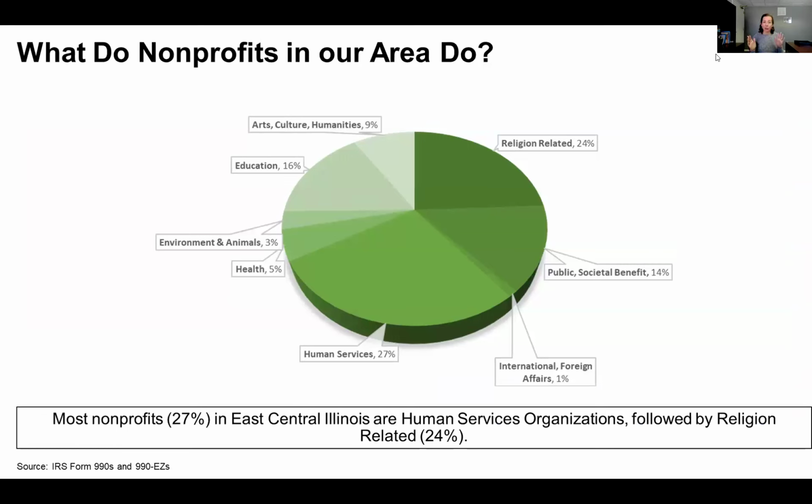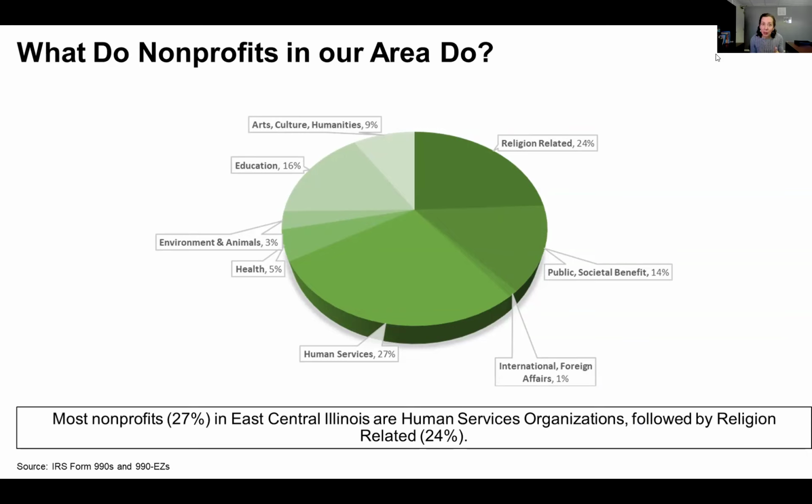And in terms of what are all these organizations doing? So the majority are human service organizations. So these are everything from after-school care programs to job development services. So some examples of local nonprofits you probably know about that are human service organizations, that would be Eastern Illinois Food Bank and Developmental Services Center.